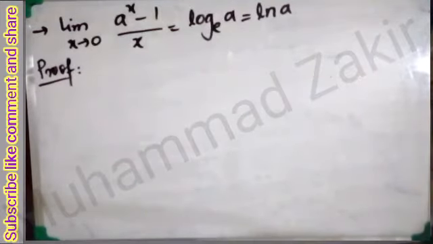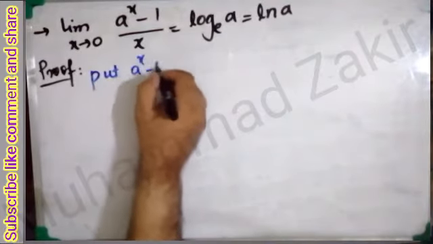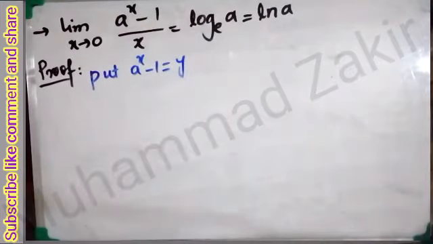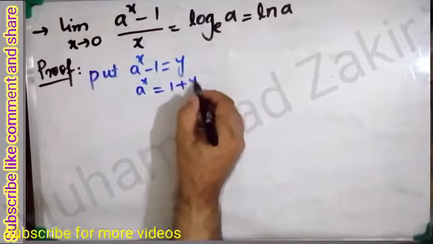Let's look at it. So students, we want to make this form easier, and for this we substitute the numerator. Put the numerator a to the power x minus 1 equal to y. From here, can we find the value of x? For this we take this 1 to the other side, it will be 1 plus y.